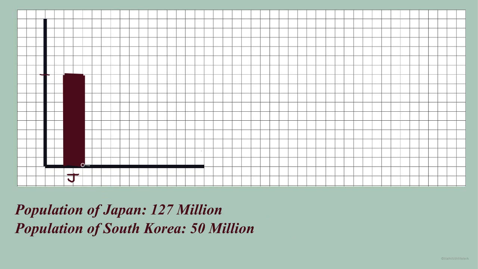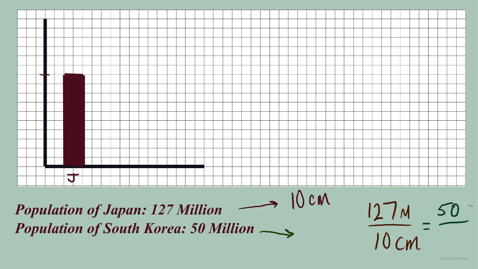The bar representing the population of Japan is 10 centimeters high. So we just need to find a proportional length for the bar for South Korea. Japan's population of 127 million used a bar that was 10 centimeters. So Korea's population, only 50 million, would be how many centimeters? Solving this proportion, we get about 3.94 centimeters.